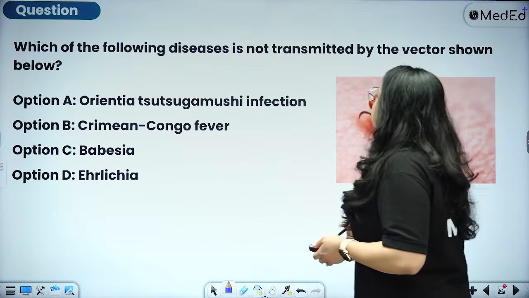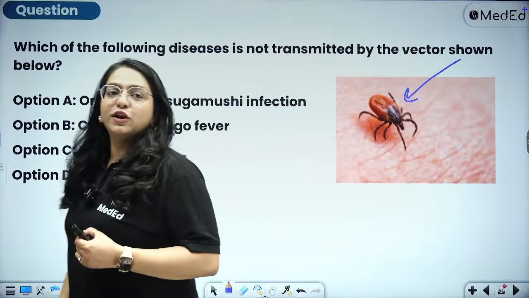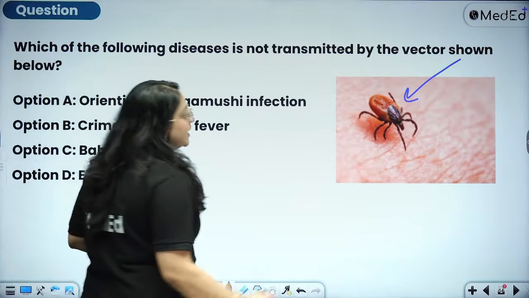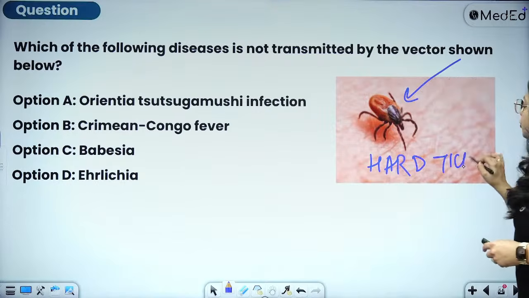Which of the following diseases is not transmitted by the vector shown? First of all, you have to find what this vector is. This is a hard tick. A hard tick. So we should be able to differentiate.